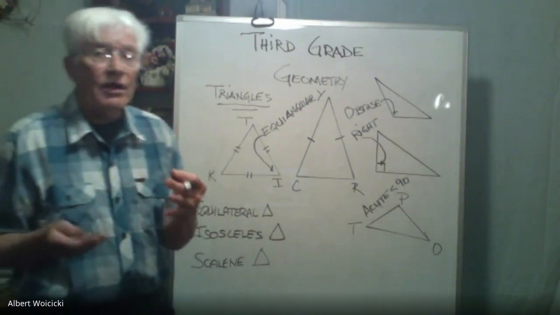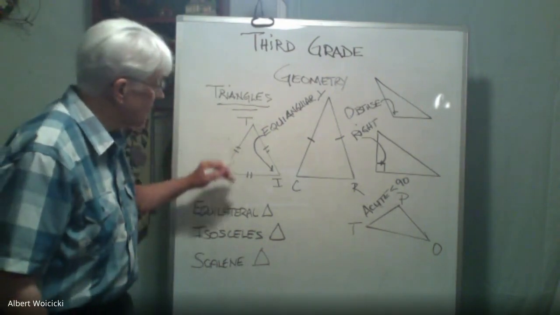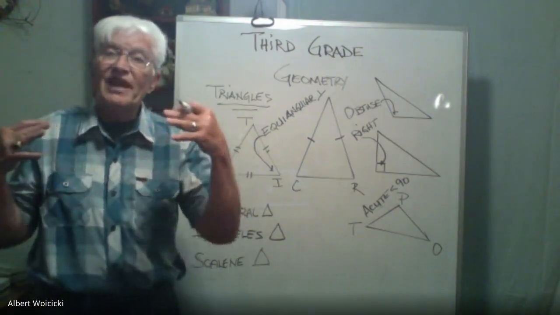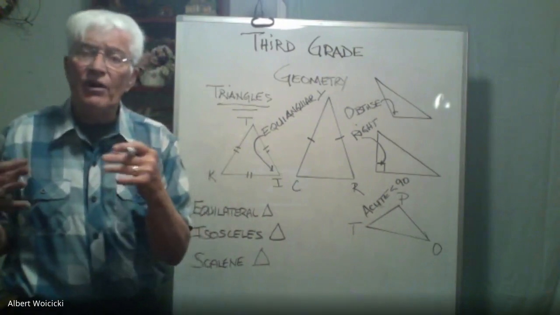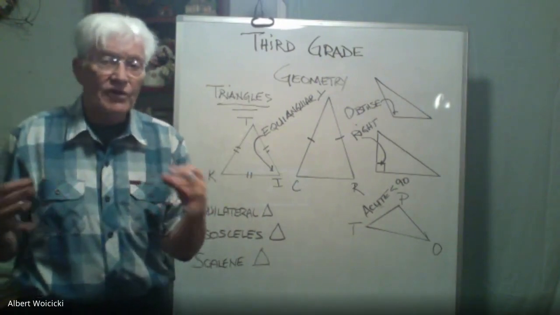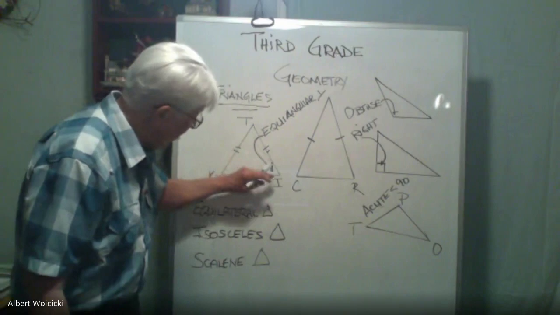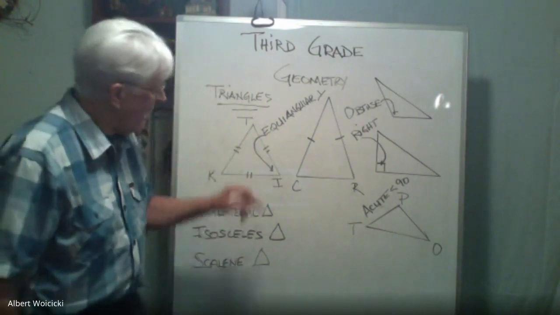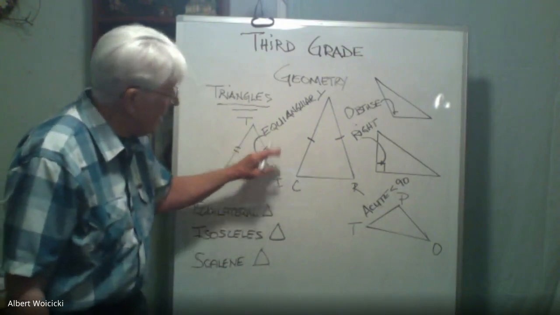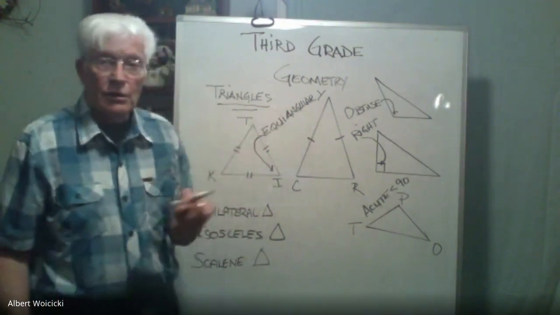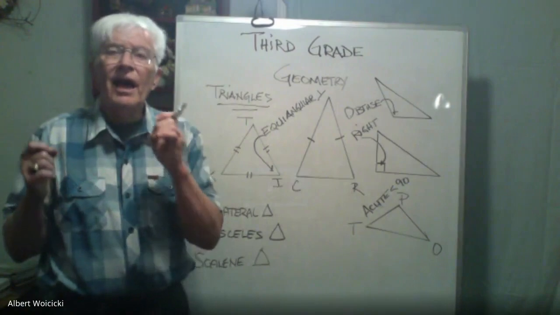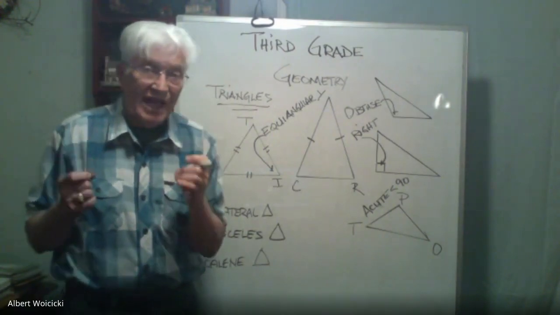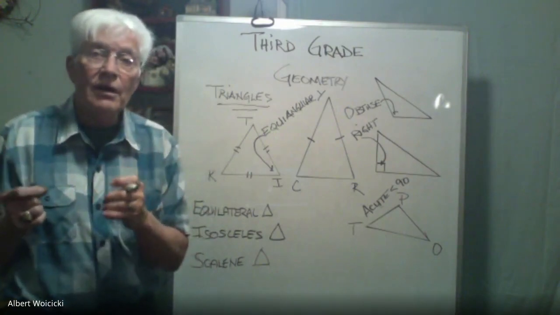But what do we call it when all the angles are the same? So let's talk first of all about the angles. What is it when all the angles are the same? So if I decide that all the angles are exactly the same, I call that triangle equiangular. Equiangular. I know it's a tough word, but it's something we can learn.